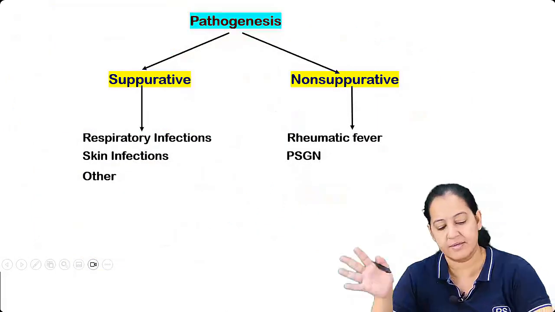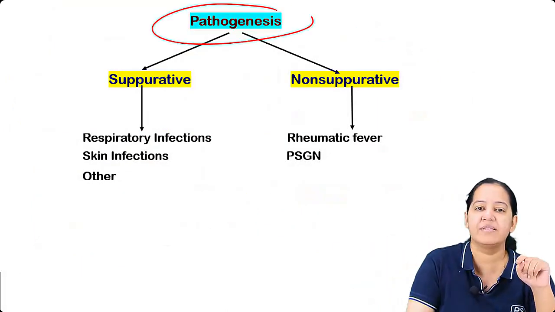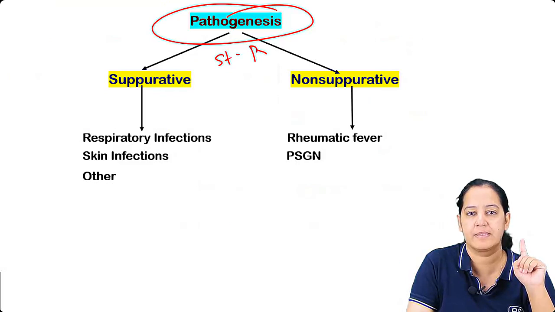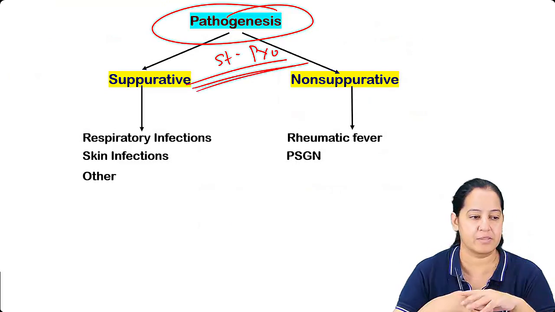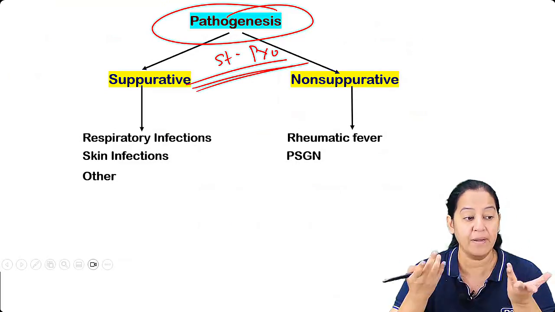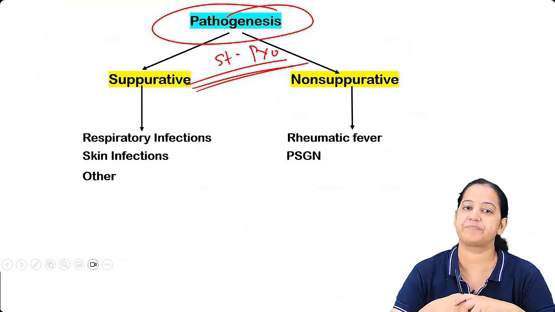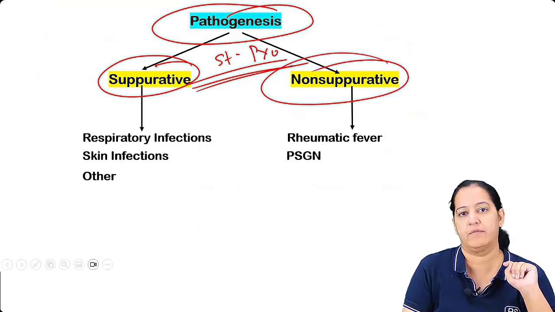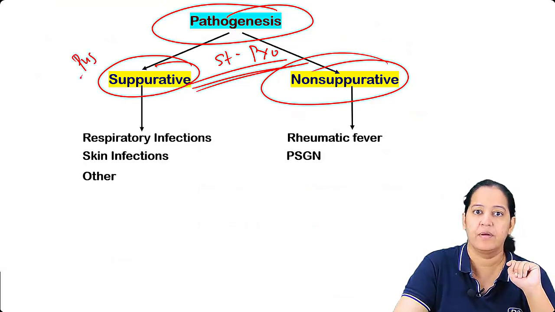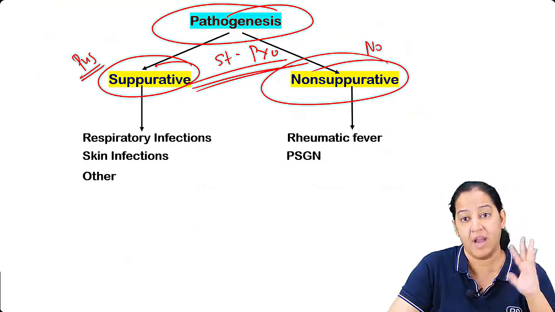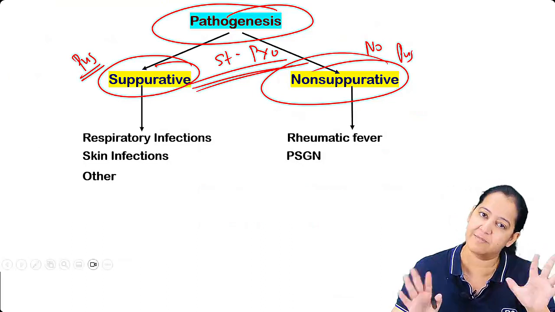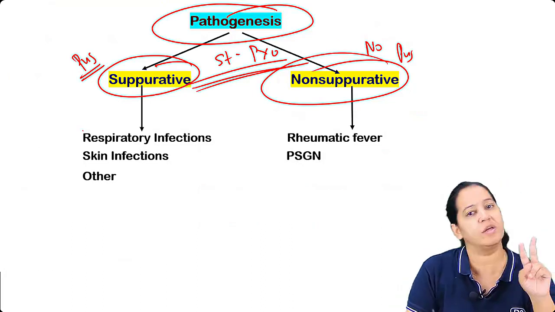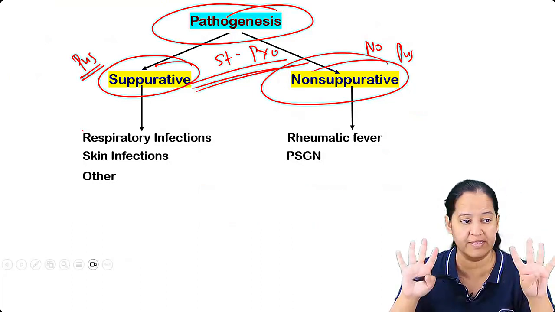Toxins are done. Now coming to the diseases. How many diseases does Streptococcus pyogenes cause? You have to name the diseases. So it causes two types of diseases, suppurative and non-suppurative. In the suppurative, pus is formed. In the non-suppurative, no pus is formed. The name itself says non-suppurative, no pus. In the suppurative, we have two. In the non-suppurative, we have two. Total 4 diseases, 2 plus 2.